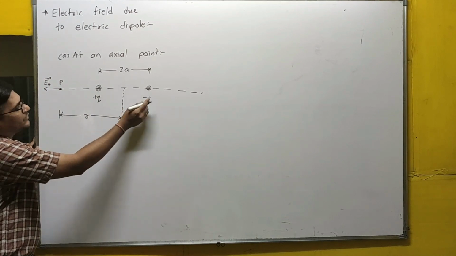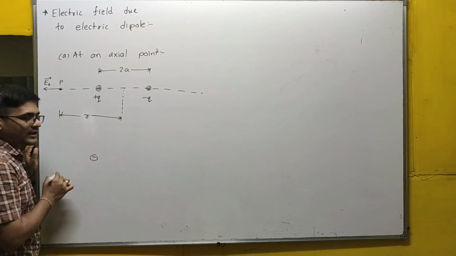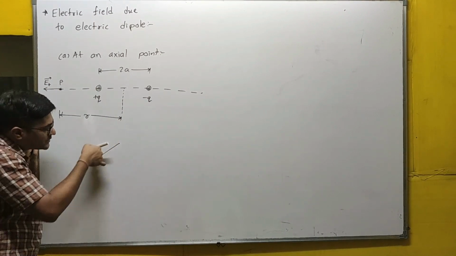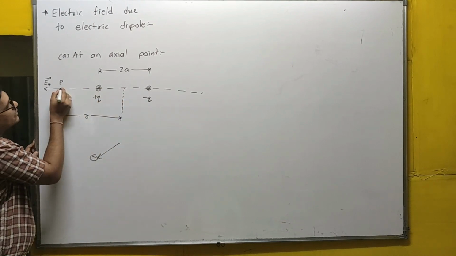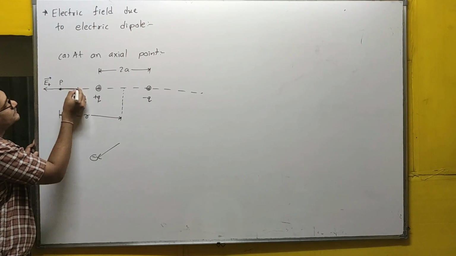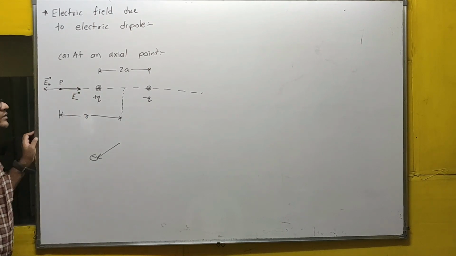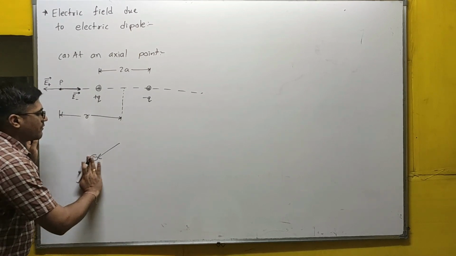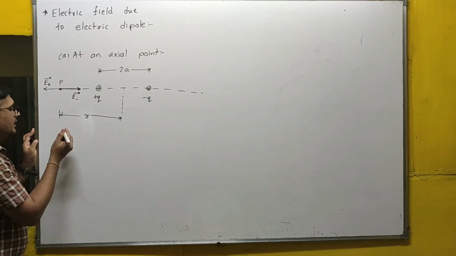Now the electric field due to the minus Q charge. For a minus charge, the electric field is always in the inward direction, meaning it is towards the charge. So here the electric field due to the minus charge is towards this charge. So the electric field due to the minus charge is in this direction. Now we will find the magnitude of both of these, right?